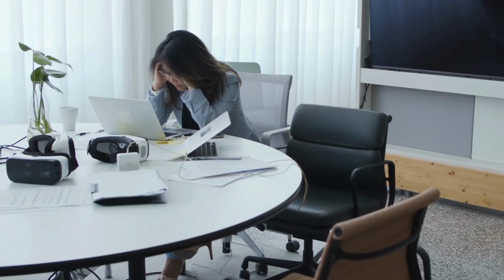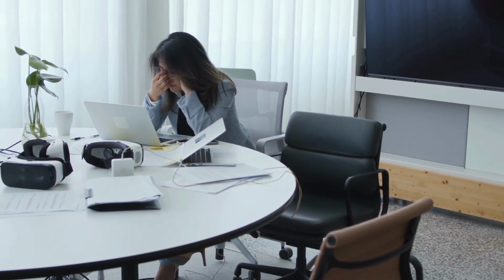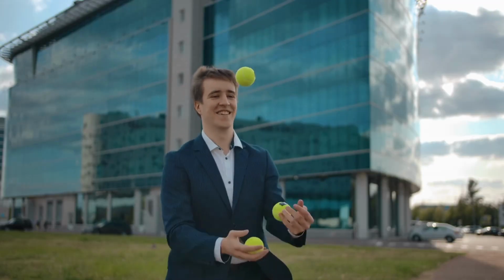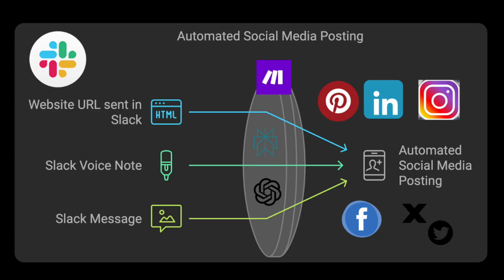Let's face it, managing social media can be overwhelming. You've got LinkedIn demanding professional updates, Instagram begging for eye-catching visuals, and Twitter and Pinterest needing fresh content daily. It's like juggling five balls at once. And who has time for that? What if you could automate the entire process, right from content creation to publishing, all triggered by a single action in Slack? Here's where Make and AI come in.